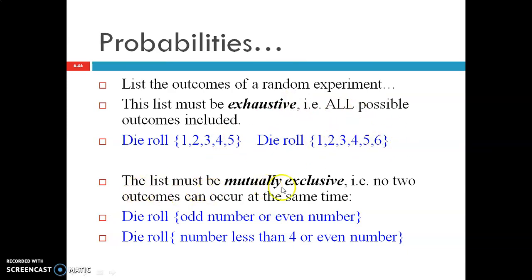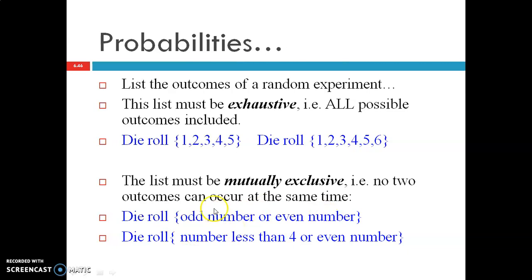Then the list must be mutually exclusive, that is, no two outcomes can occur at the same time. Means if rolling the die with the given condition is odd number or even number. So here what they said is either odd number or even number. And then second, the die roll with the condition is number less than 4 or even number. So 'or' means either the number should be odd or the number should be even, in the case of the first case.